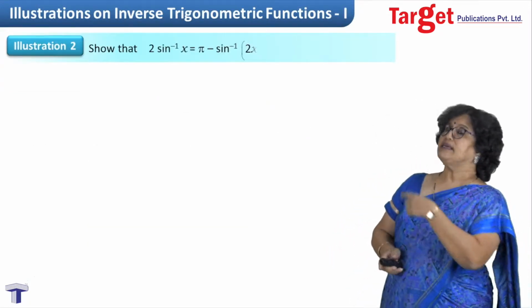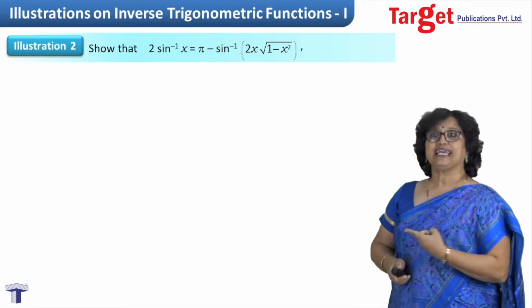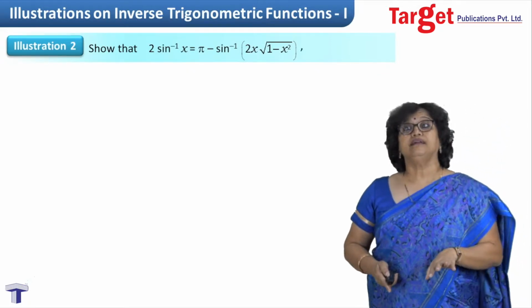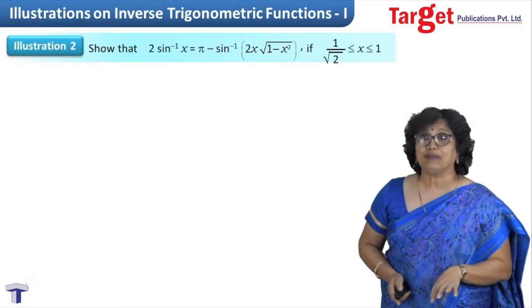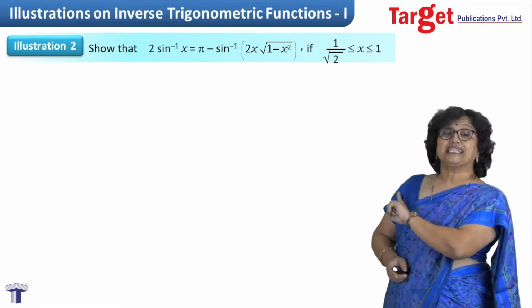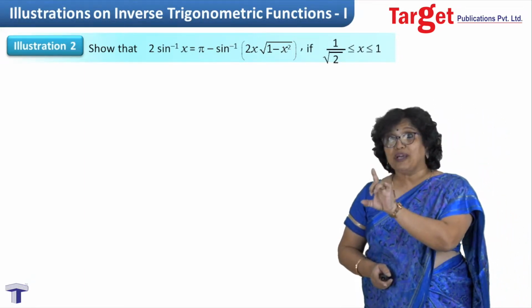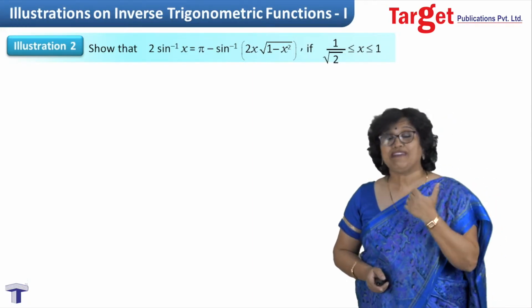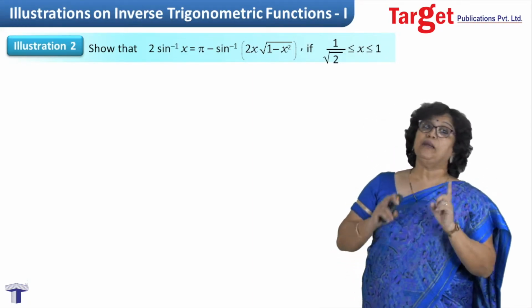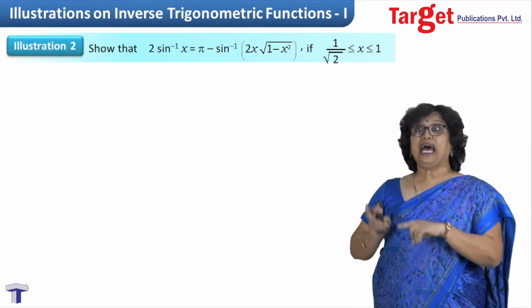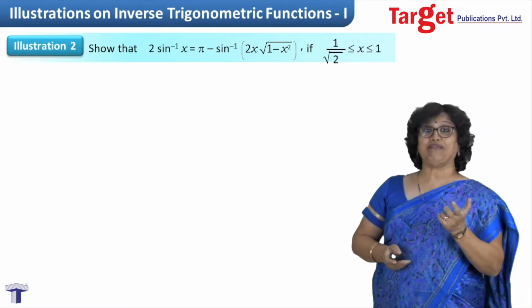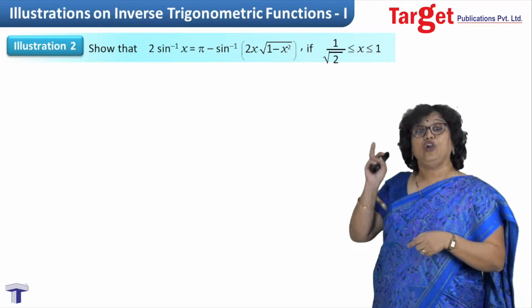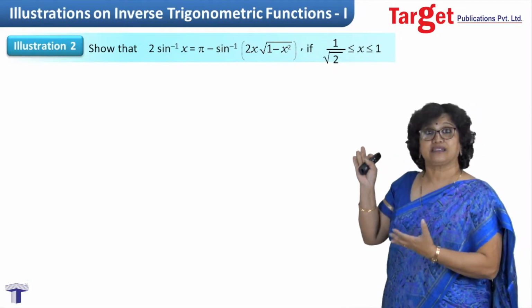And the next one is: show that 2 sine inverse x equals pi minus sine inverse of 2x under root 1 minus x square, if x lies between 1 by root 2 and 1. See now the difference from the previous question. The previous question said x was between minus 1 by root 2 and plus 1 by root 2. And now here x is between 1 by root 2 and 1. So that condition matters.